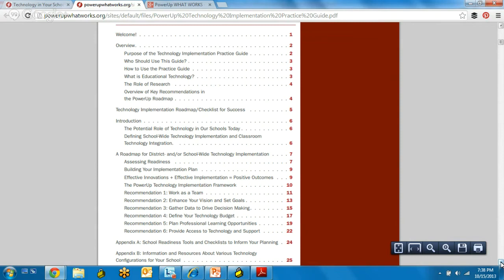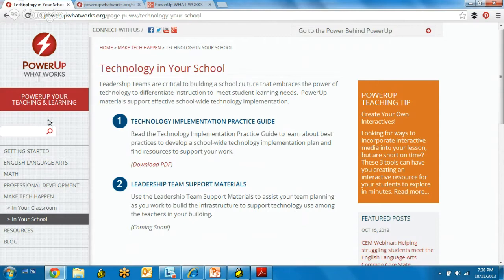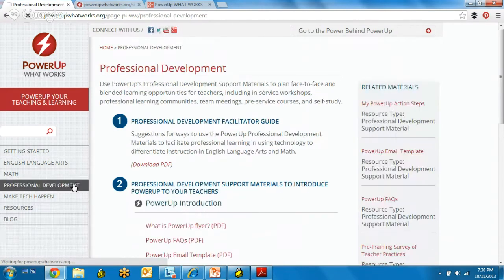So, I've mentioned professional development. I showed you the professional development that was embedded in the instructional strategy guides, but we also have, look at that, we have a whole section on professional development as well. We have a facilitator's guide for any of those of you that are leading, designing, conducting professional development, how you can introduce PowerUp, how you can sustain use, how you could really help your teachers become in the habit of using PowerUp so that it really guides what they do and it becomes a collaborative effort in their school.